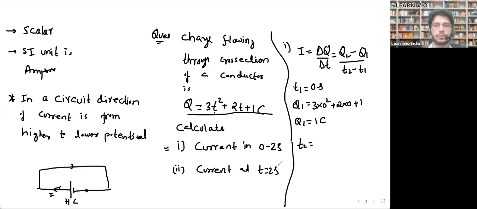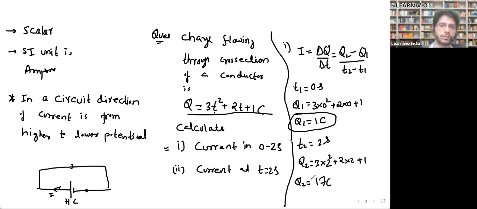T2 is 2 seconds. So your Q2 is 3 into 2 square plus 2 into 2 plus 1. So Q2 is 3 fours are 12, 12 plus 4 is 16, plus 1 is 17. So this is Q1, which is 1 coulomb. This is Q2, which is 17 coulomb. So now we have Q1 as well as Q2.